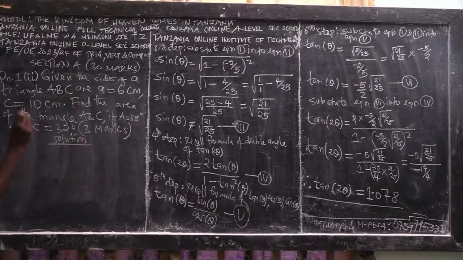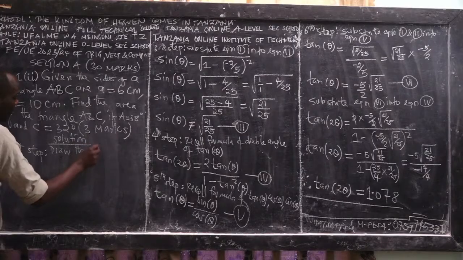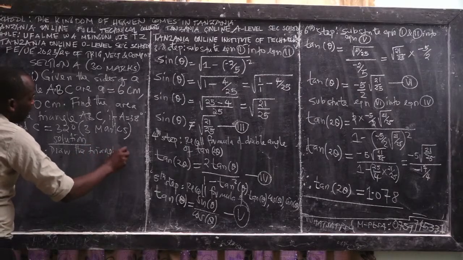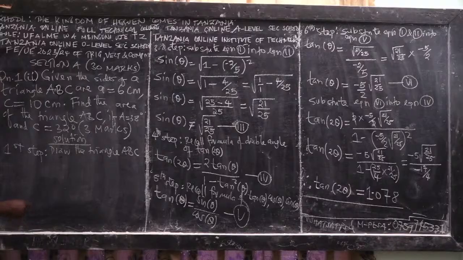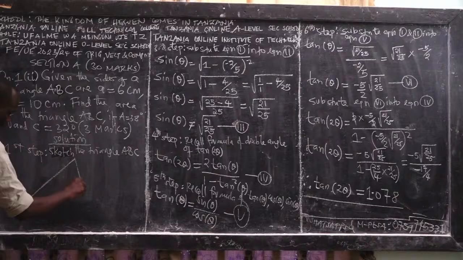Solution. The first step is drawing. Remember, mathematics is all about drawings, numbers, and letters. So first step, draw the triangle ABC. You can draw the triangle ABC in any way. So this is a sketch, not a drawing, because you don't have a protractor to measure. Sketch. So let's say that you have a certain triangle like this.